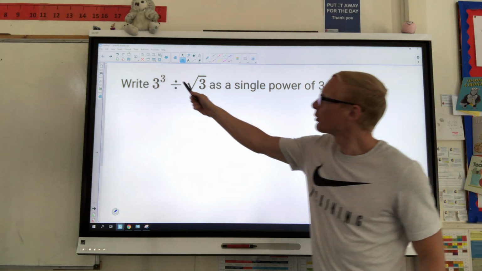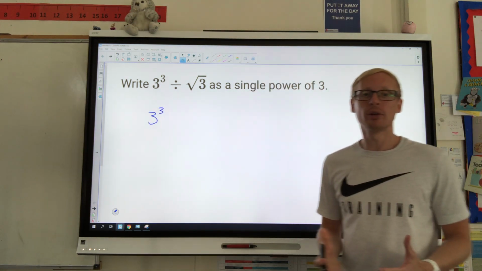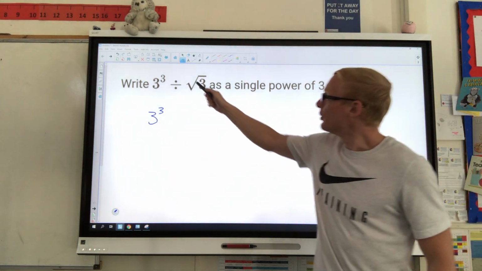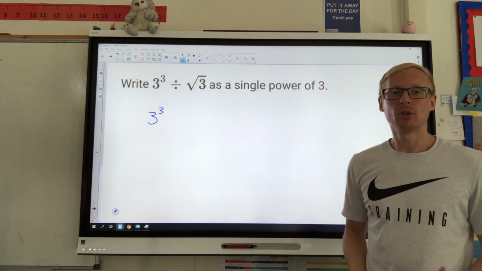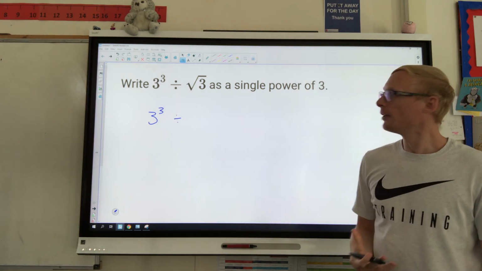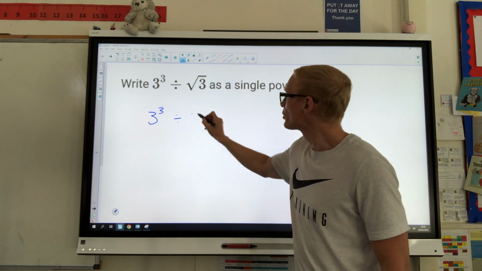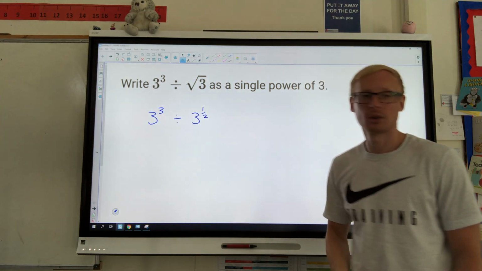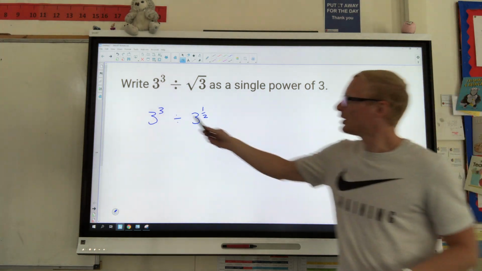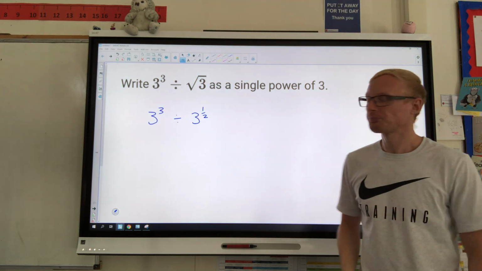Okay, so when you've got 3 cubed, that's fine. That is a power of 3. But this root 3 is not yet a power of 3. So what we're looking to do there is just be reminded that the square root is the same as the power of a half. So I can write that as 3 to the power of a half there. Okay? So when I've got a question that says a single power of 3, I'm looking to change both numbers into 3 to the power of something.